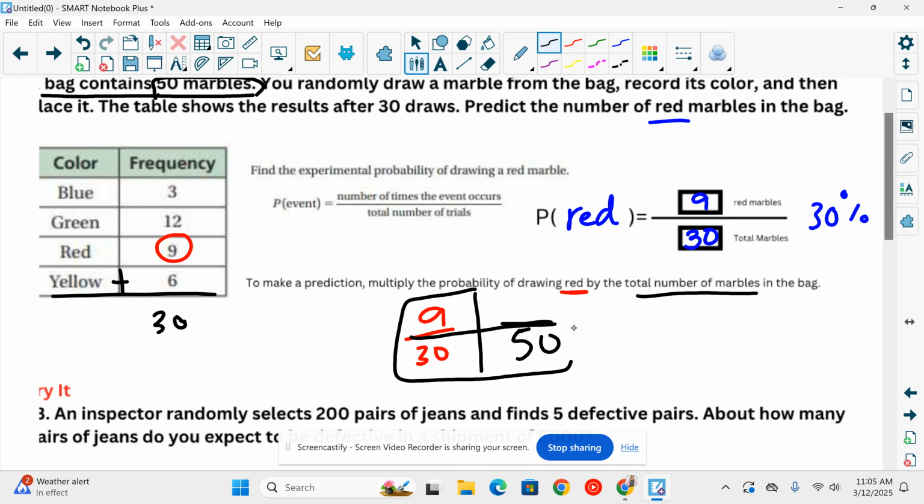We got our total here, and we have our red here.